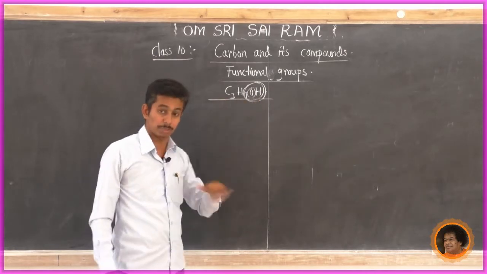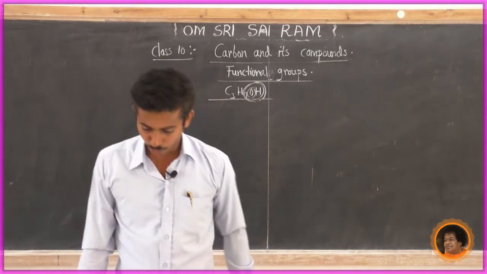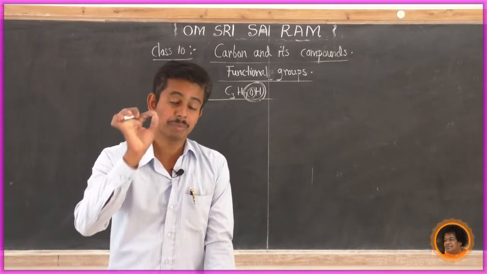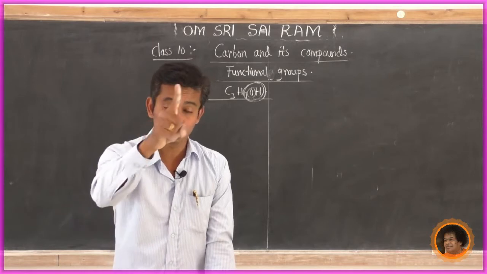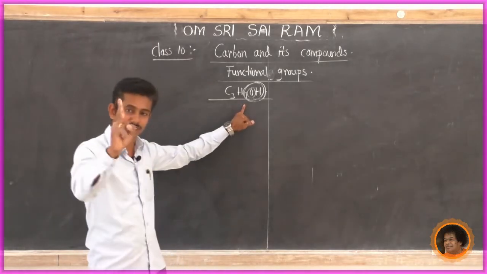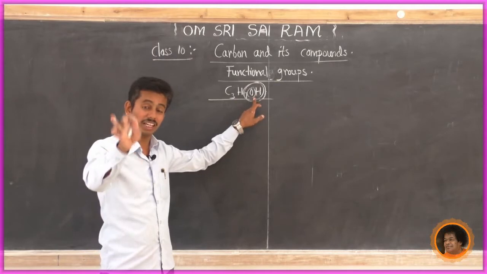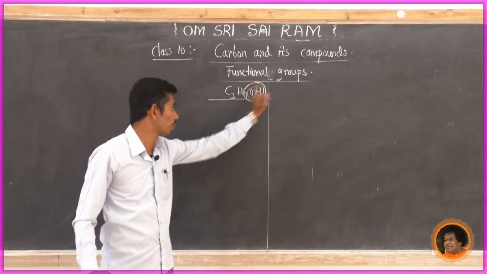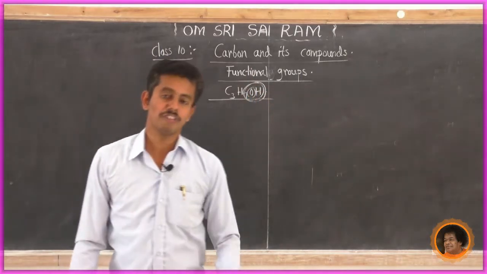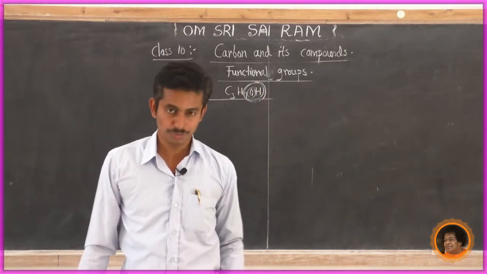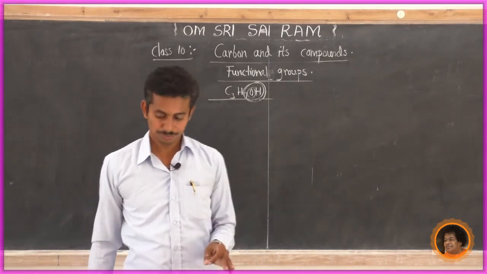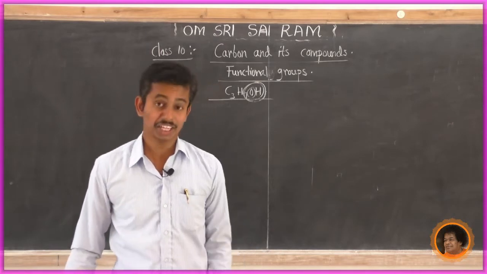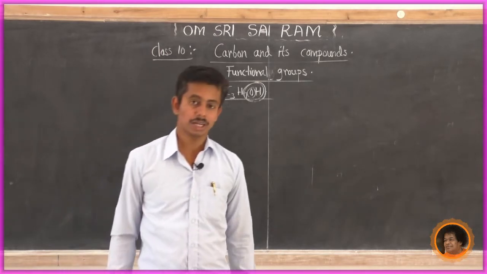This is a molecule. The specific group of atoms within the molecule that is responsible for the characteristic chemical property of that molecule. In this molecule, which part is responsible for the chemical reaction? Which shows the property of chemical reaction? This OH. This is called the functional group. Once again, what do you mean by functional group? The specific group of atoms within the molecule that is responsible for the characteristic chemical reaction of the molecule.